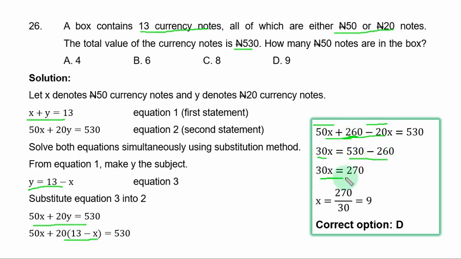30S equal to 270, divide both sides by 30, so S is equal to 9. So you have 9 50 naira notes in the box. D is the correct option.